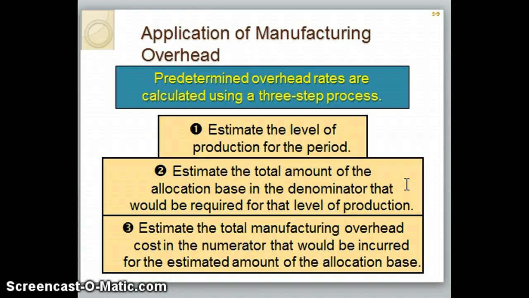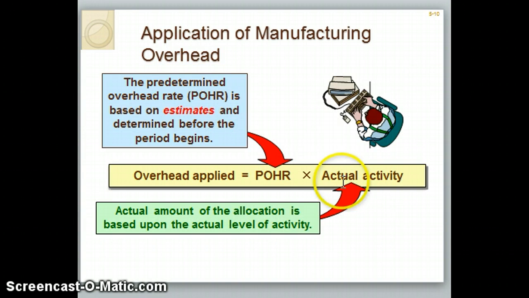How many machine hours do I think I'm going to use this year? So it's the total amount of that base, and you're going to estimate what your overhead is going to be. So salaries, rent, you're going to divide those two out, and you're going to have an estimated overhead rate that you're going to apply then to actual activity. So it's your overhead rate estimated times your actual activity gives you a calculation of the overhead that's been applied to that product or service for the year.